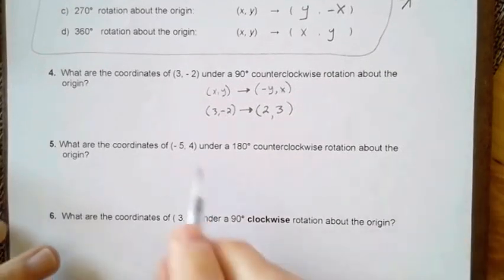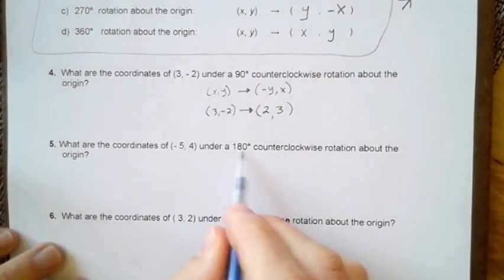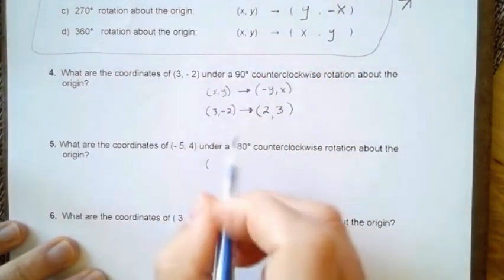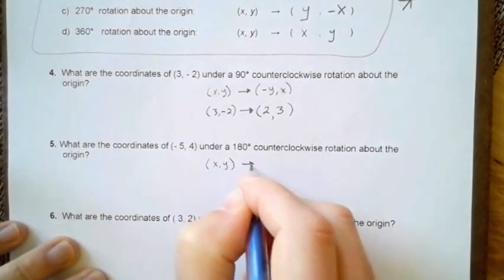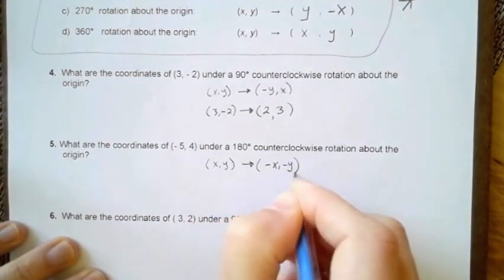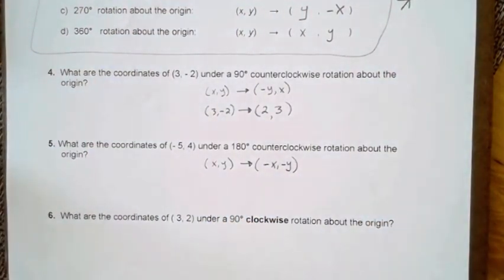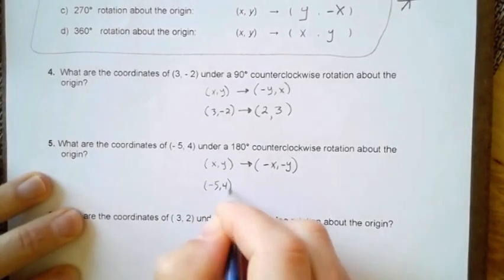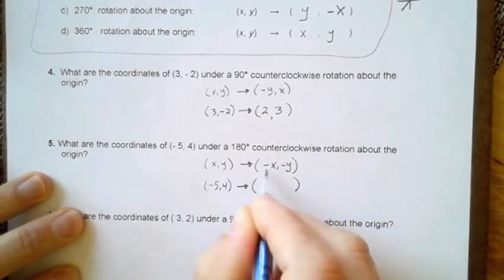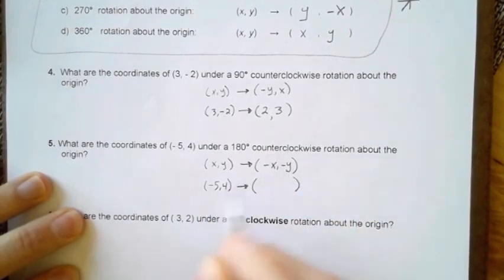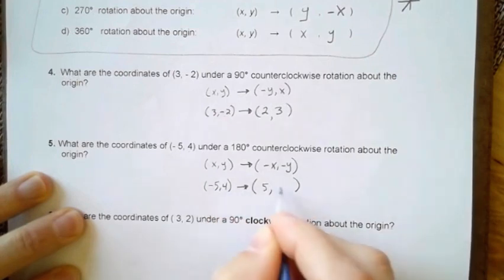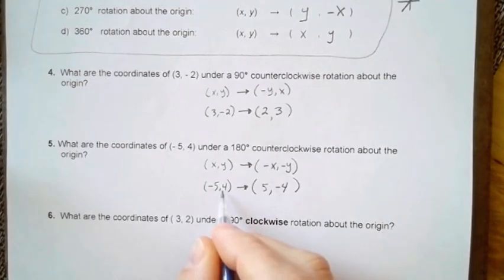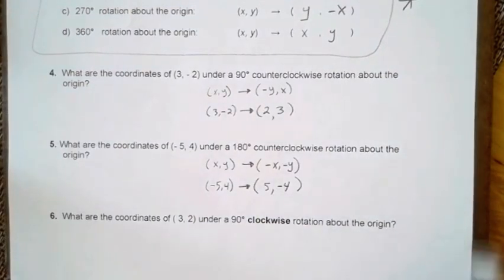What are the coordinates of -5, 4 under a 180 degree counterclockwise rotation about the origin? The 180 degree rule is found right here. XY maps to the point -X, -Y. And again, negative in this case means opposite, not necessarily that the number will be negative. So if our original point was -5, 4, we use the opposite of the X and the Y. The opposite of -5 is 5, and the opposite of 4 is -4. So -5, 4 maps to 5, -4.